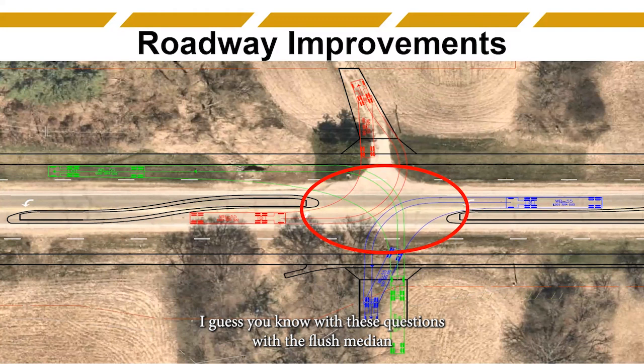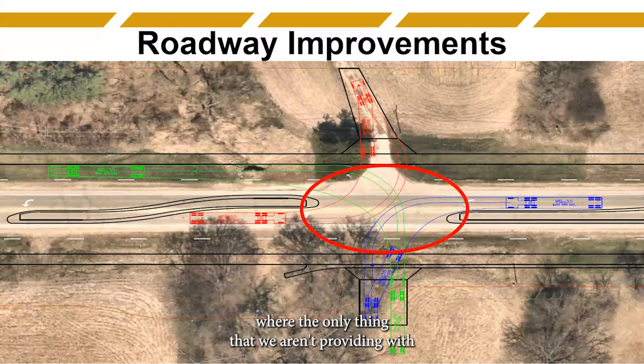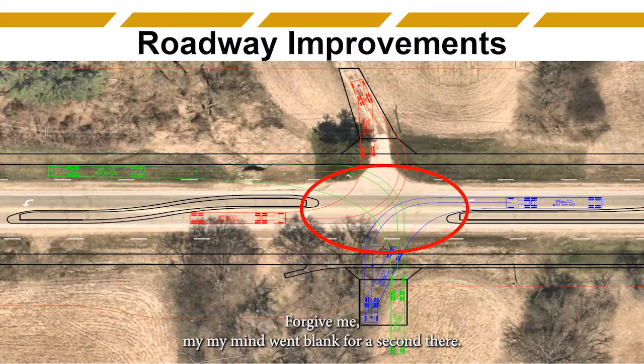I guess, with these questions about the flush median and these concerns that have been expressed with the county board, the one thing I would counter is what would be gained with a flush median that isn't already being provided with this raised median with these abbreviated turn lanes and accesses. Because from our standpoint, we are addressing the access issue and allowing accesses for people. We're also giving wider openings for field entrances and what have you, where the only thing that we aren't providing with this is a flat surface for people to basically cross and open up to crashes as people may have an opposing crash. Forgive me, my mind went blank for a second there.